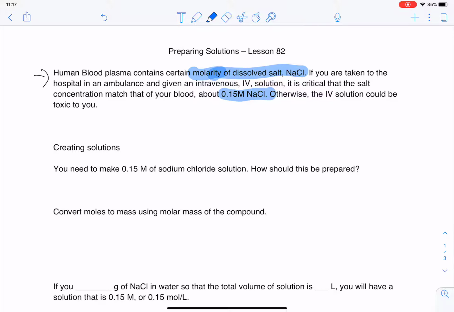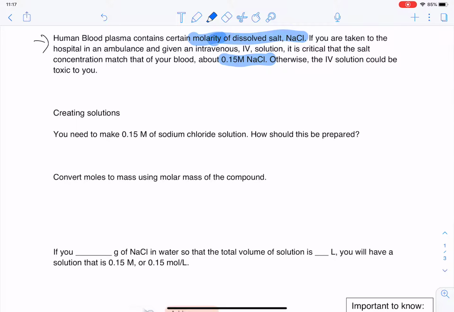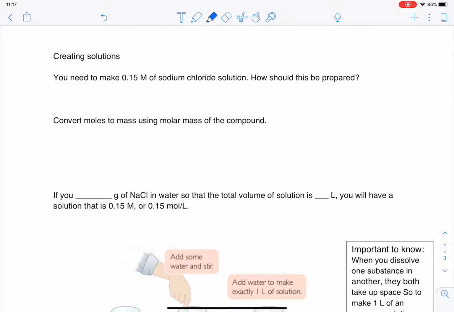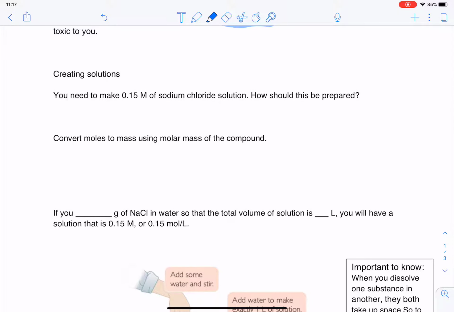We've talked a lot about toxicity and lethal dose, and these things, if they don't match up, can be dangerous and harmful. So it's important for us to be able to calculate molarity for different solutions and to prepare solutions using converting units. Say we are in the lab and you need to make a 0.15 molarity sodium chloride solution. How should this be prepared?